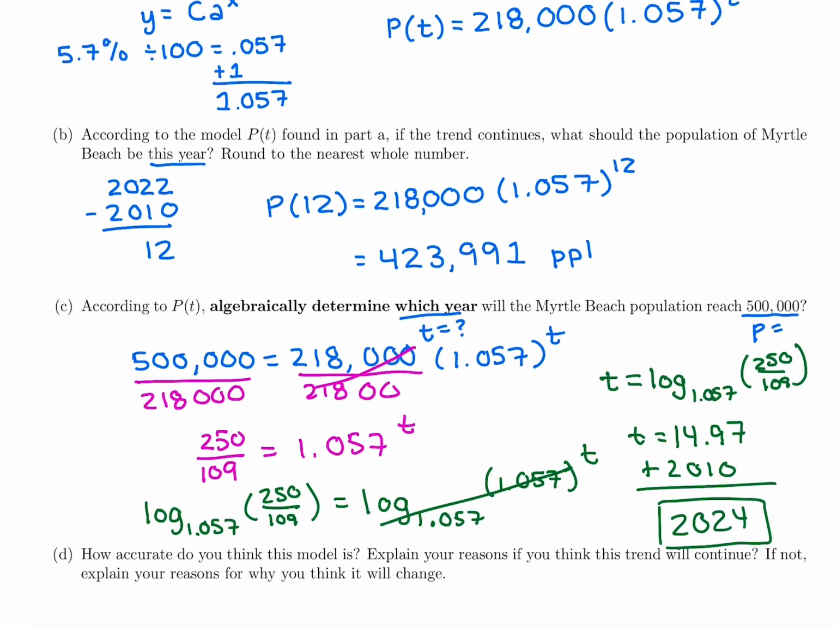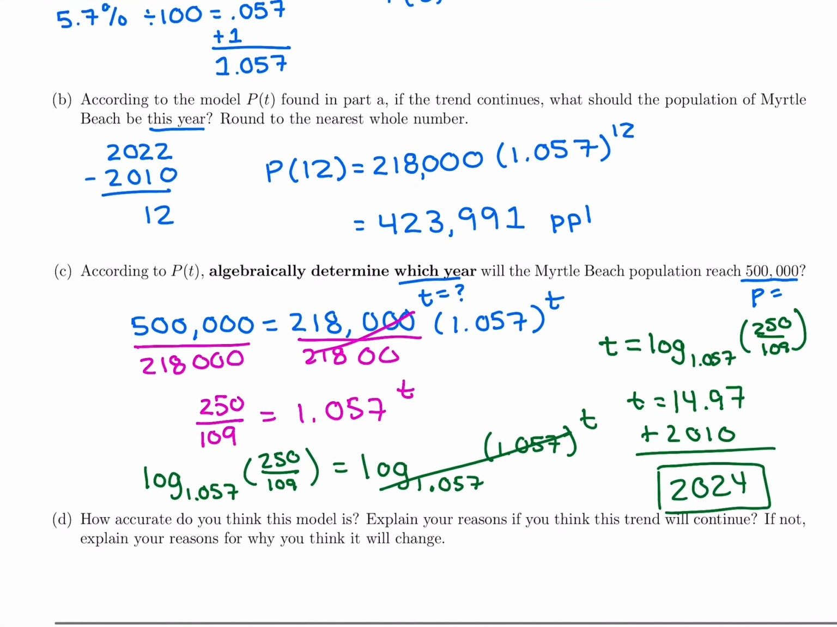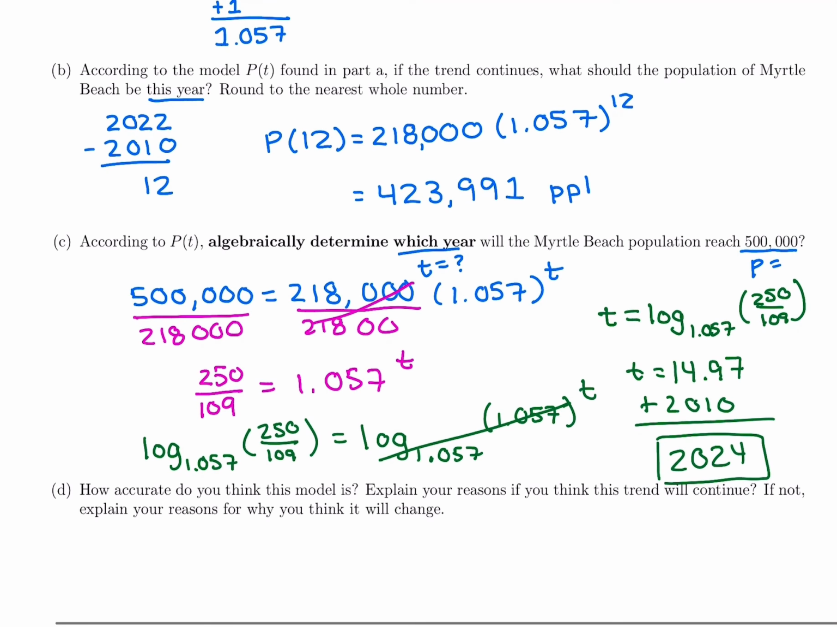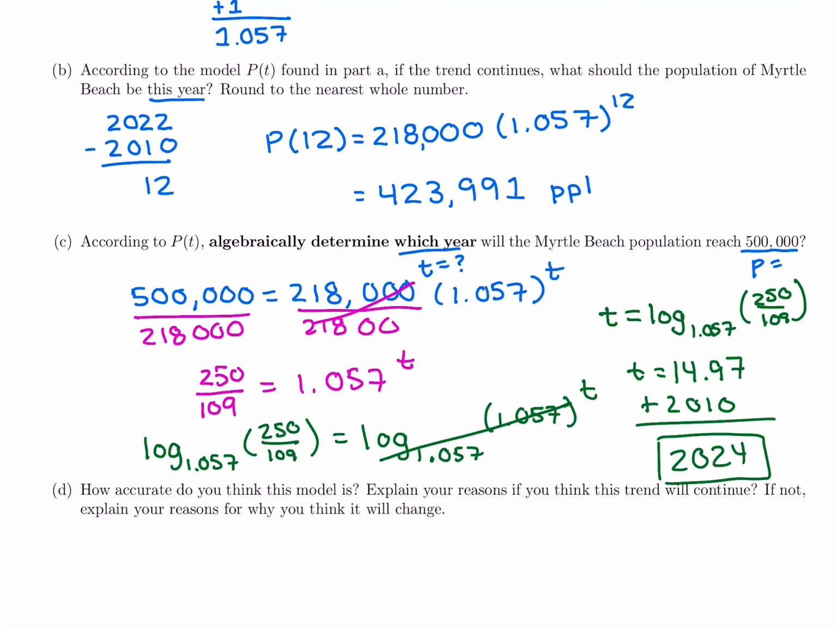The last piece is really just an opinion question. How accurate do you think this model is? And you can explain your reasons as to why you think this trend will continue or not. And you can argue either way. For me personally, I would say that we cannot continue to grow by 5.7% in the population. We're just going to run out of space. So they're building lots of houses, but at some point, there's just not going to be room for more houses.